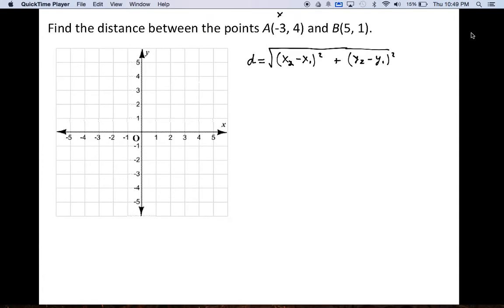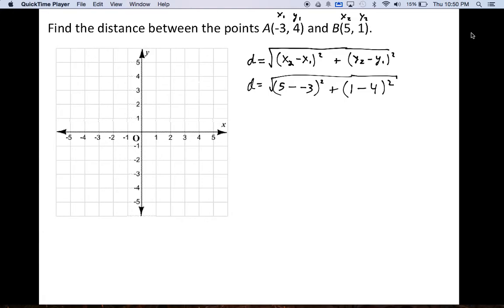Let's call this x1 and y1, and we'll call this x2 and y2 of the second coordinates. Alright, right? The x coordinate's the one that comes first. So these are the x coordinates, alright? So we're going to plug those in. So the distance equals the square root of x2, which was 5, minus x1, which was negative 3, squared, plus y2, which was 1, minus y1, which was 4, squared.